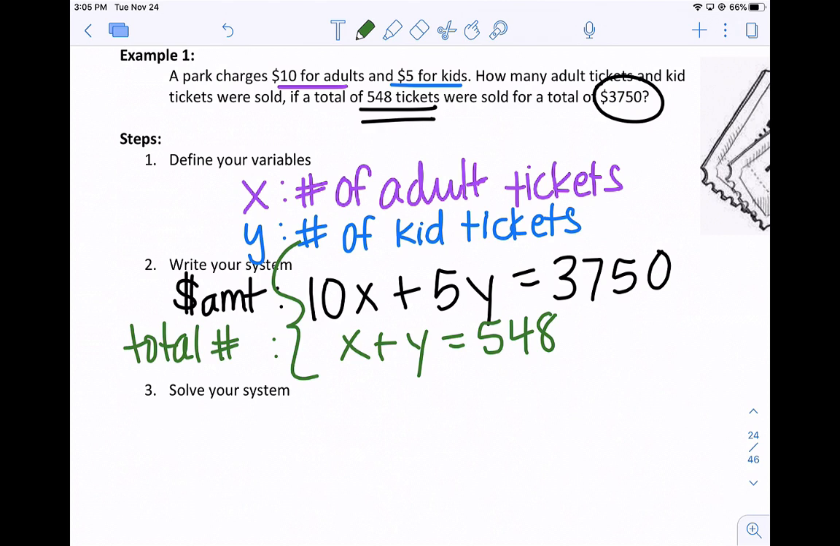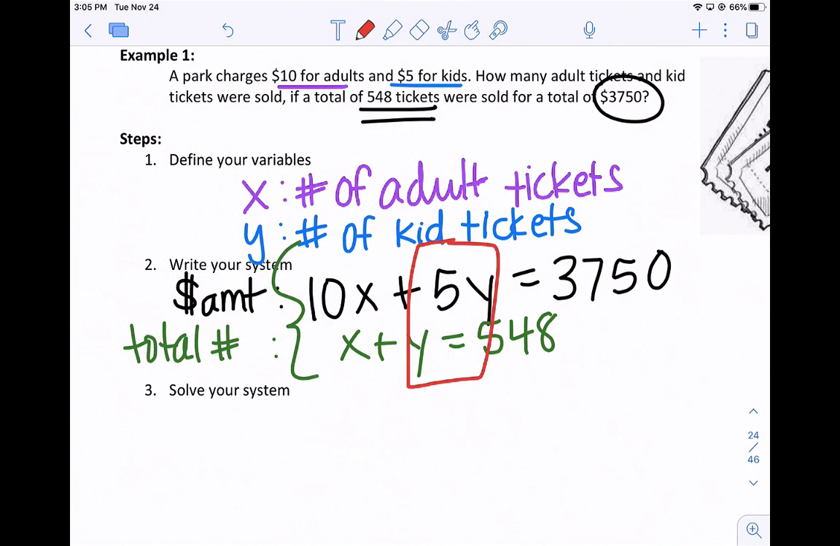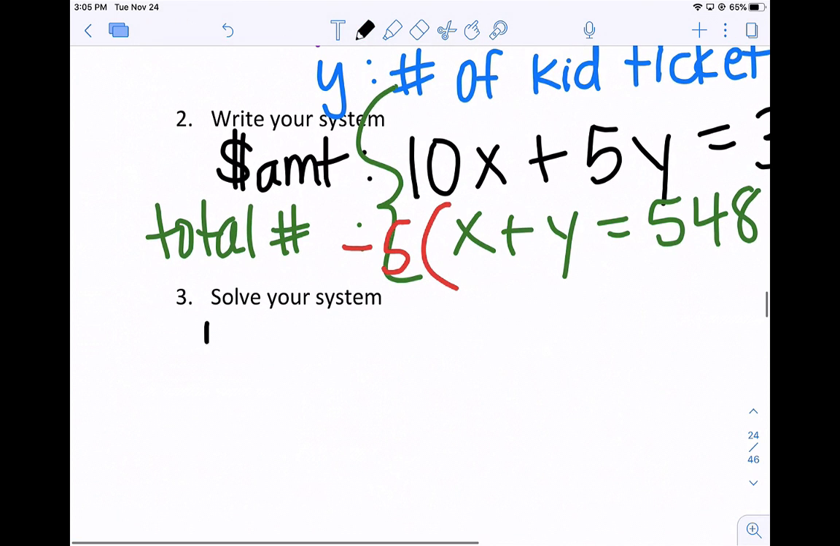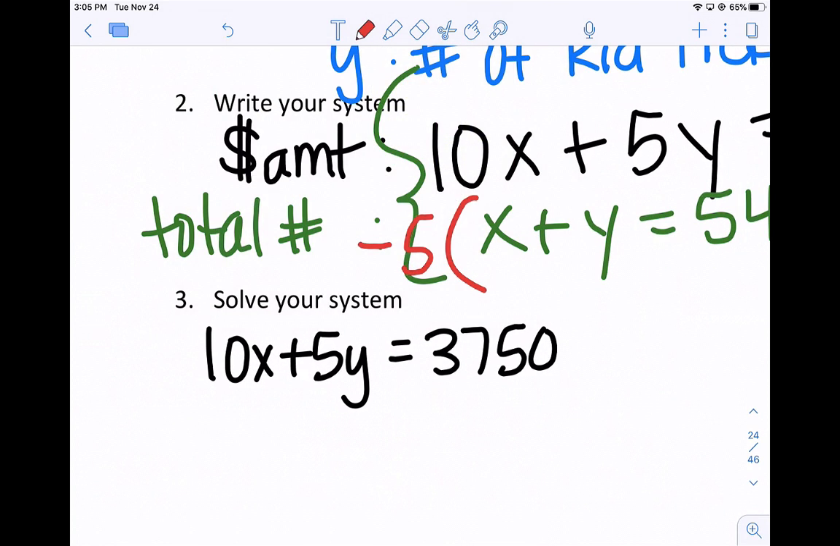Since I said this would be a review on elimination, that's what I'm going to do. So I'm going to choose one variable to get rid of. I'm going to choose to get rid of the y's, the 5y and the y right here. I know that both 5y and y go into 5. And so I'm going to multiply my bottom equation by -5, and I'll just rewrite it. So my top equation, 10x plus 5y equals 3,750.